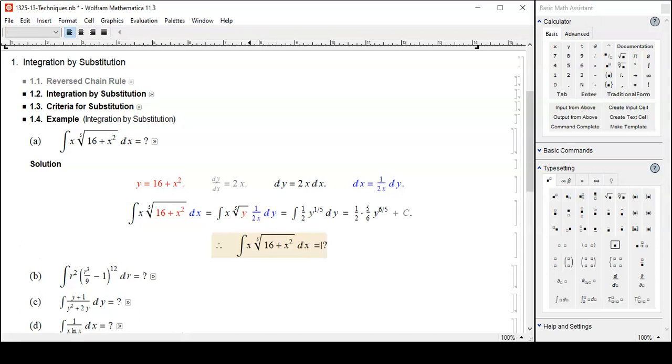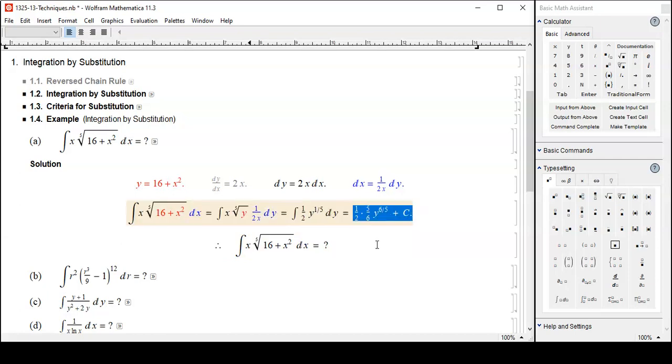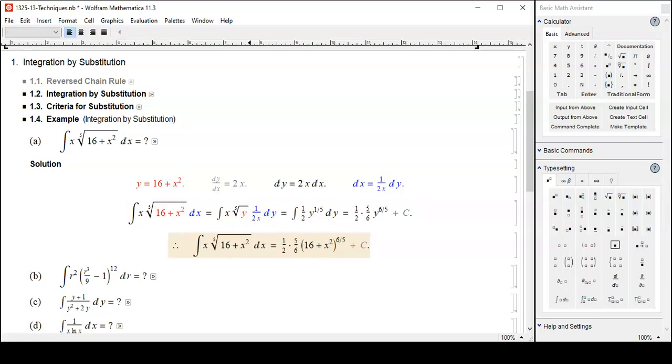So therefore, this is equal to this thing here. Let me copy and paste the entire thing. But y is 16 plus x squared. And by the way, you can simplify this a little bit further. 5/12. And that completes the problem.